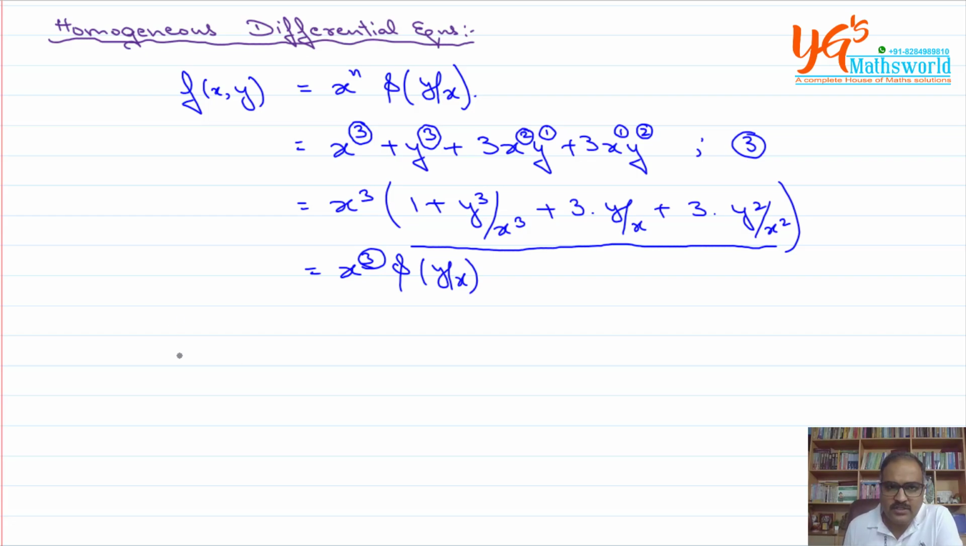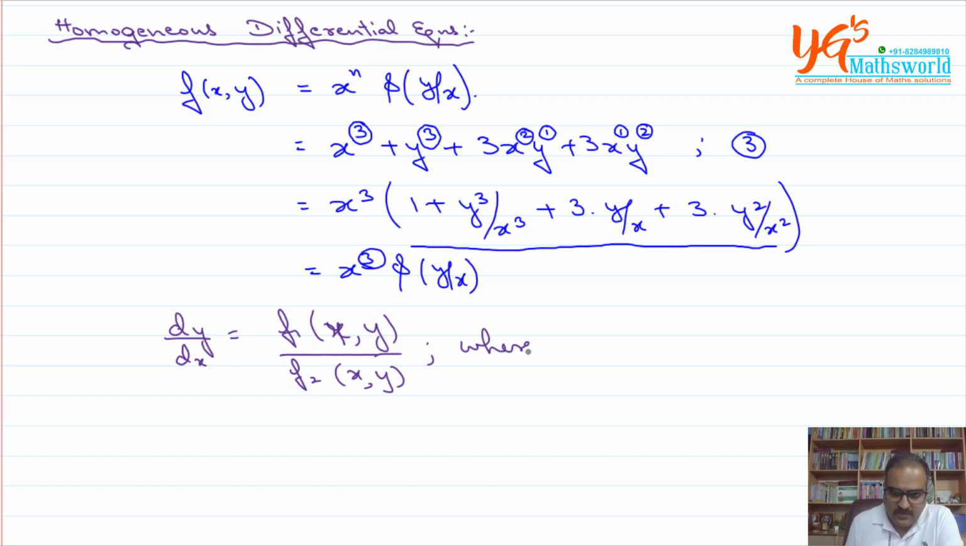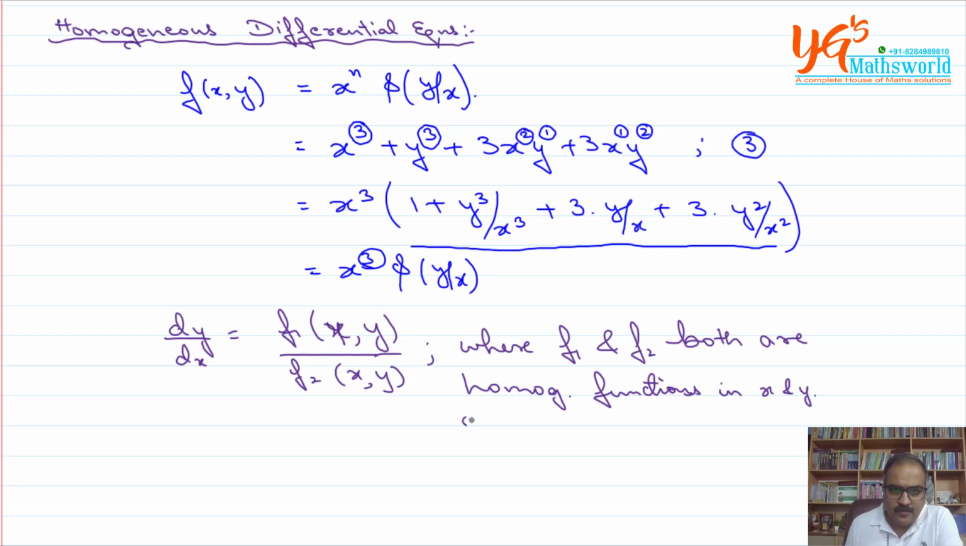So a homogeneous differential equation means a differential equation of the type dy by dx is equal to f1 of xy divided by f2 of xy, where f1 and f2 both are homogeneous functions in x and y of degree n.